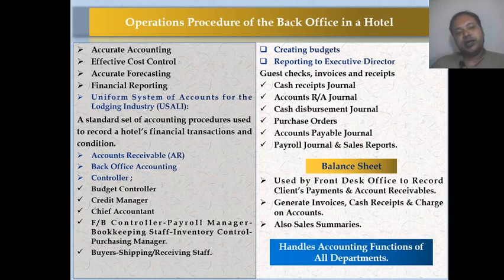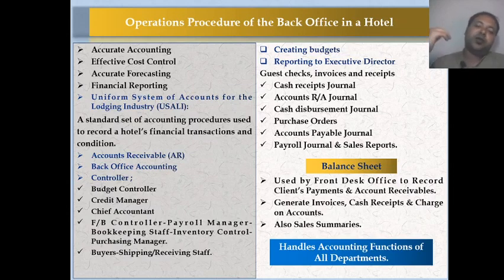If we see some certain points here: accurate accounting, effective cost control, accurate forecasting, financial reporting, and most importantly, the Uniform System of Accounts for the Lodging Industry, USALI. Consequently, we can see a standard set of accounting procedures used to record a hotel's financial transactions, such as accounts receivable. Back office accounting, the controller, budget controlling, credit manager, and chief accountant maintain the balance and coordination between the back office and creating budgets.